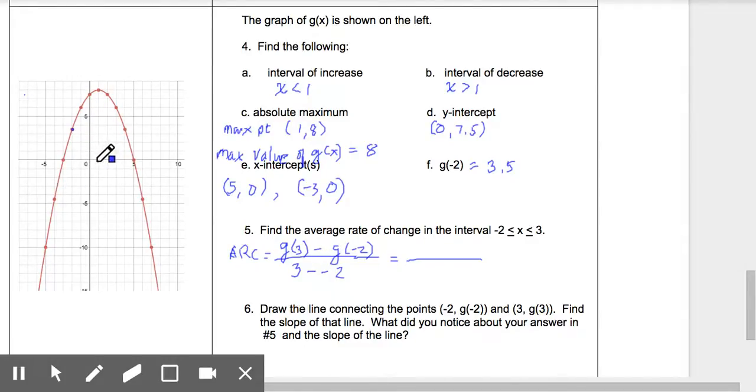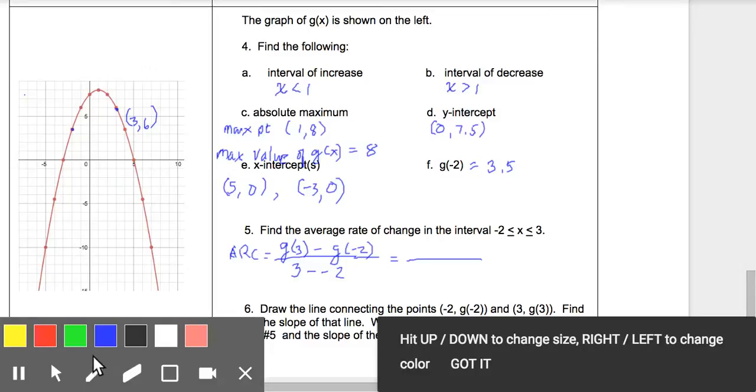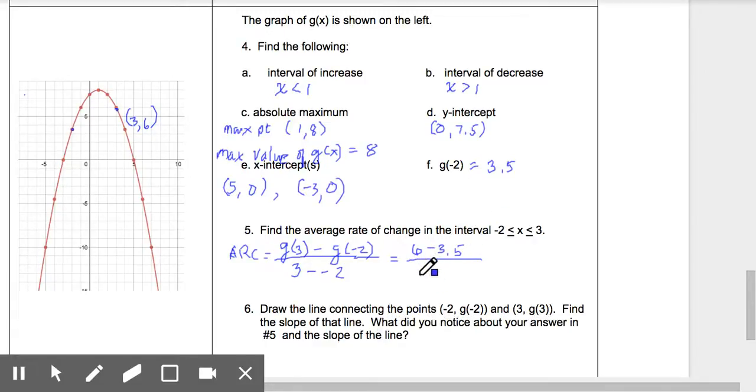So we have to go to x equals 3, and x equals 3 is right here. We go to the function. The graph is right here, and this tells us where y is. Y is at 6. So therefore, this point is at (3, 6). Okay, so now we are ready to fill this up. g of 3 is 6 minus g of -2 is 3.5. And 3 minus -2 is positive 5.